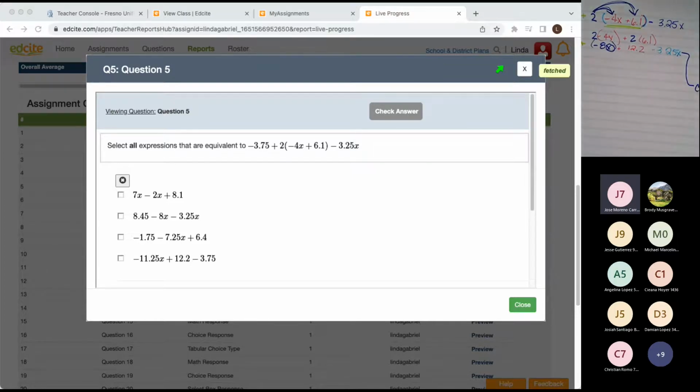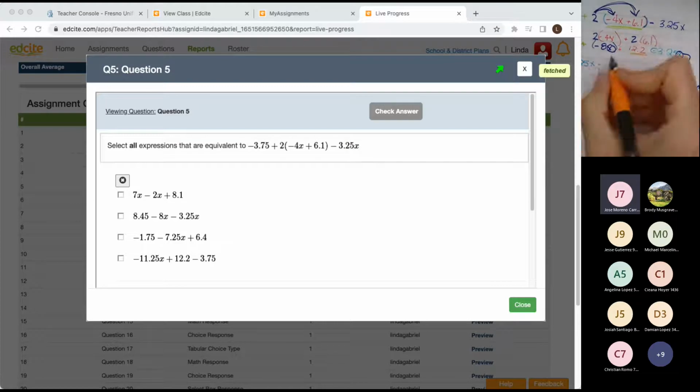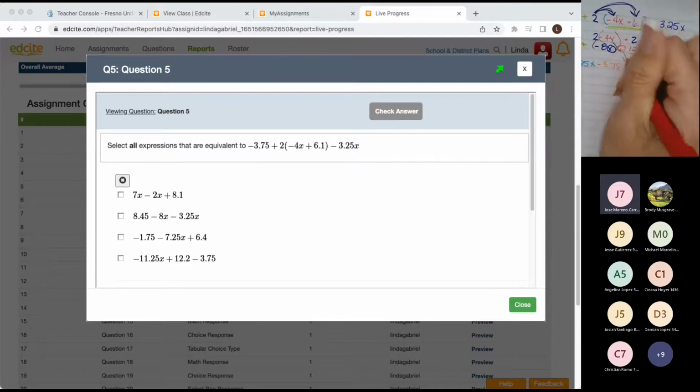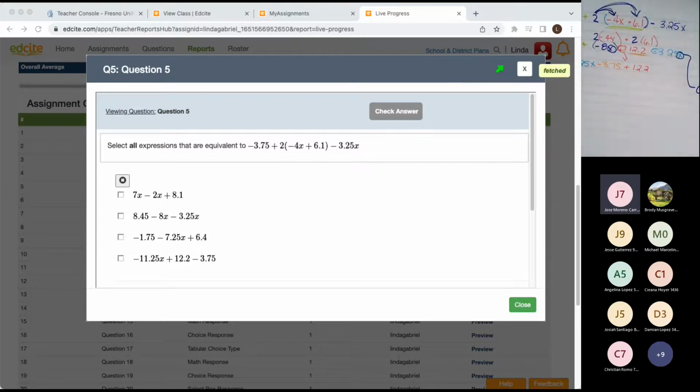Okay, so I see that I have negative 8x and negative 3.25x. So I'm going to combine those two. Negative 8x minus 3.25x. Those are my only ones with variables, right? So here's my integers that are without variables. So I have negative, or minus 3.75, and then I have plus 12.2.